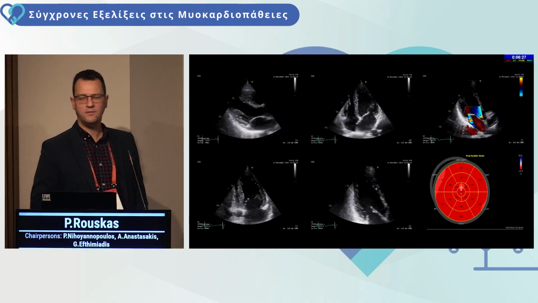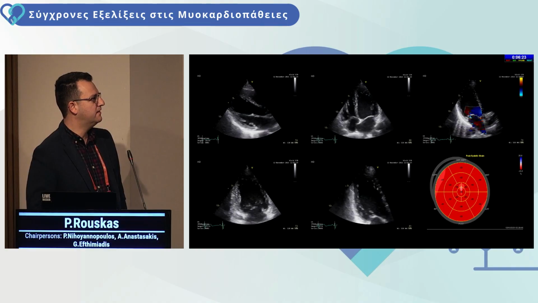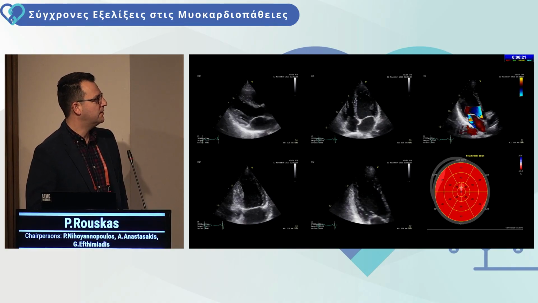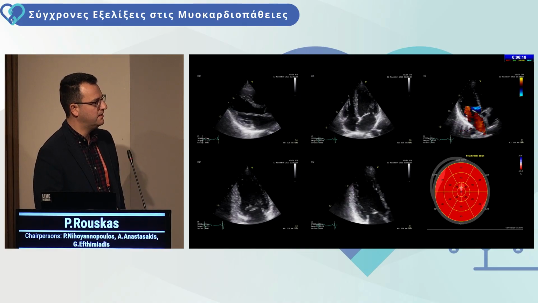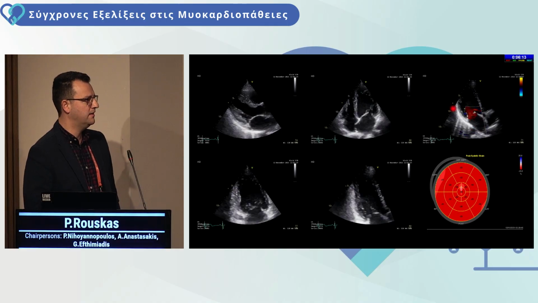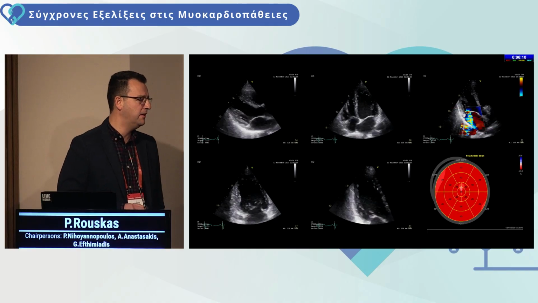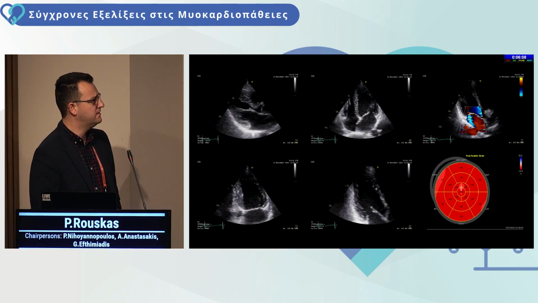Here we can see the echo of the patient. So you can see here that the LV systolic function is above 50%. There is a moderate MR, as you can see here on the right part of the screen, which is due to the malcoaptation and billowing of the anterior mitral valve leaflet, with normal GLS.